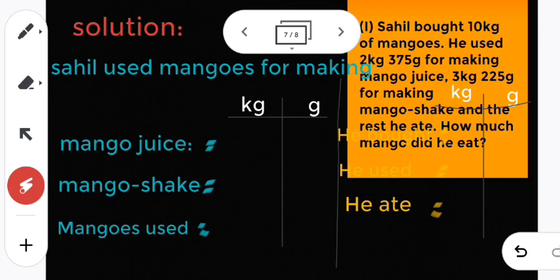How much mango did he eat? He ate the rest of the mango. The rest, or the remaining, means it is minus. So this is a keyword for minus. Minus means you need only two quantities. But here you see you have three quantities of measurement: 3 kg 225 gram, 2 kg 375 gram, and 10 kilogram. So there are three measurements. You need only two units for minus, but since there are three, you must understand that there is addition also. Already I told you how to find which one to add.